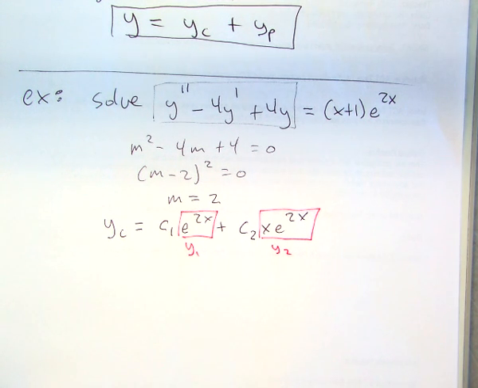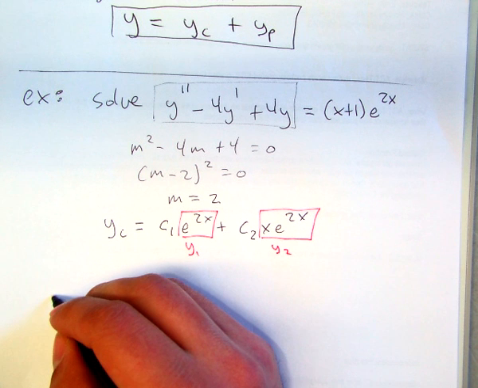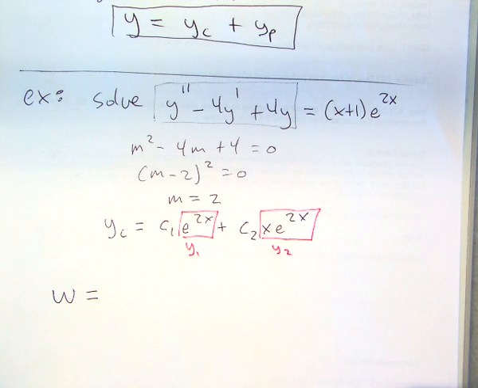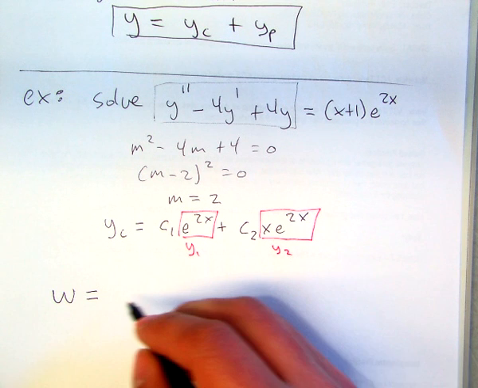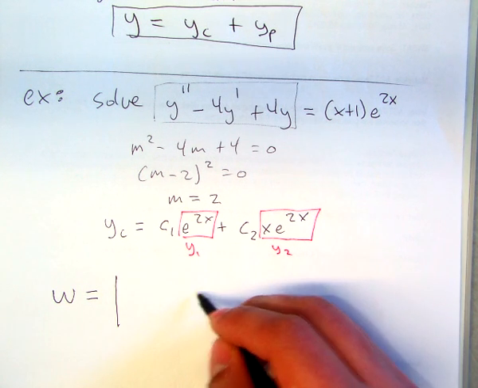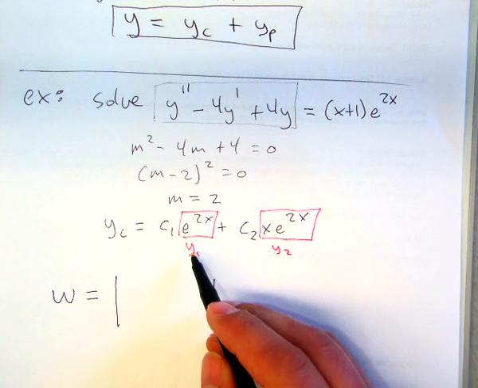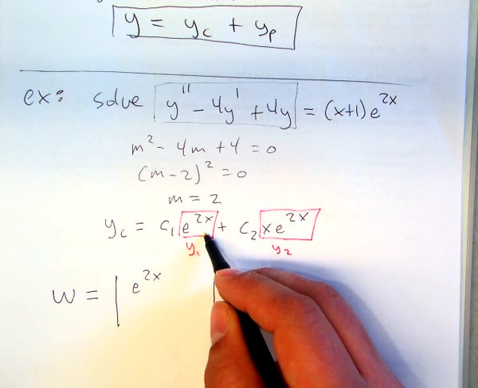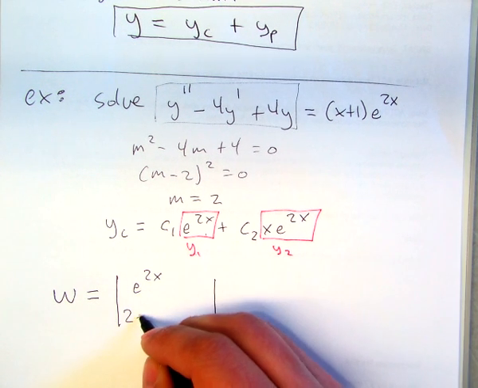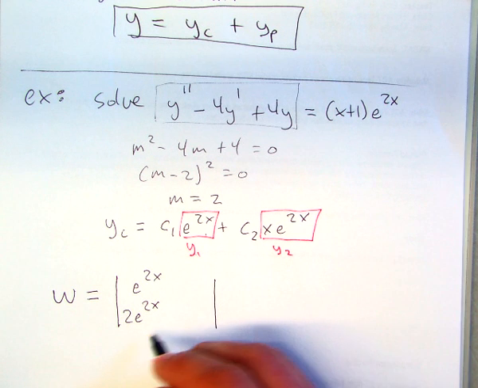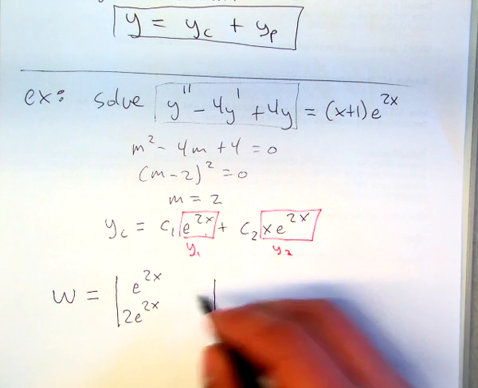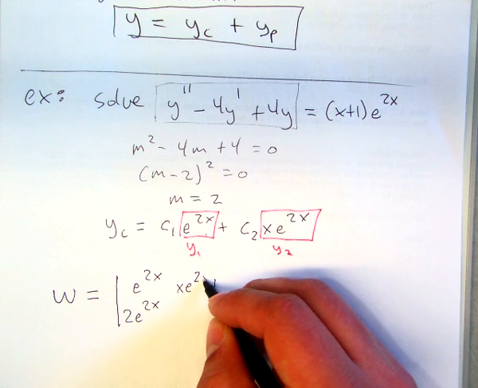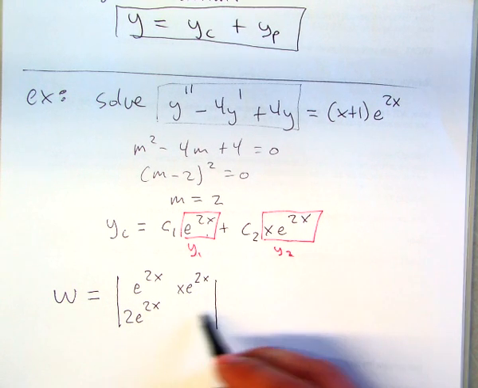All right, so we're going to go ahead and find w, which is essentially just the Wronskian. We take y1, which is e to the 2x, take its derivative, which is 2e to the 2x. That's our first column. We take y2, which is x e to the 2x. And in hindsight, I probably should have expanded my vertical bars here.